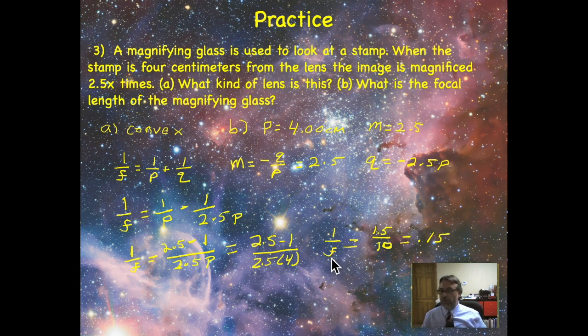Now, that's not the focal point. That's 1 over the focal point. So the focal point is 1 over 0.15, which works out to be about 6.67 centimeters if you don't round. And there you have it. Again, the focal point's positive, as it should be, since it's a convex lens. And it needs to be larger than P. P was 4, so the stamp was only 4 centimeters from the lens. That means that the object is closer to the magnifying glass than the focal length, and therefore the image should be larger and upright. So everything works out.